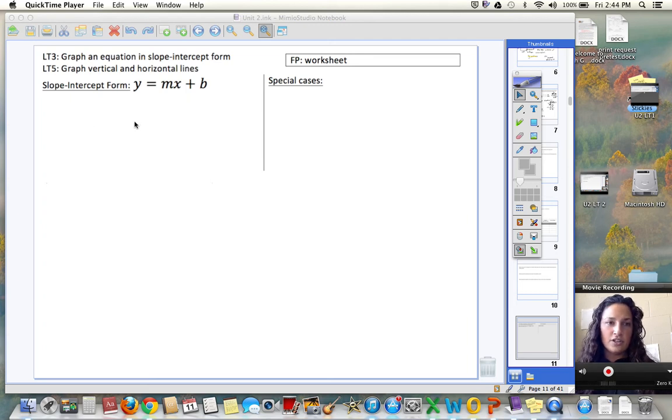Right now we're going to do learning target 3 and learning target 5. Learning target 3 is graph an equation in the slope-intercept form, and learning target 5 is graph vertical and horizontal lines. We'll also do learning target 5 with learning target 4.